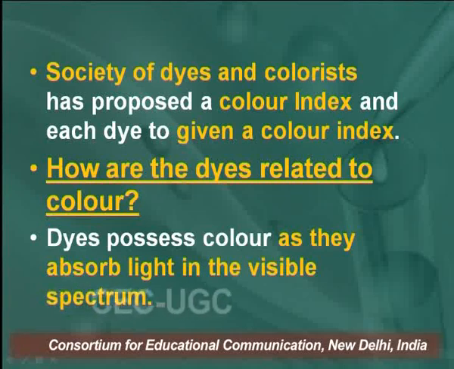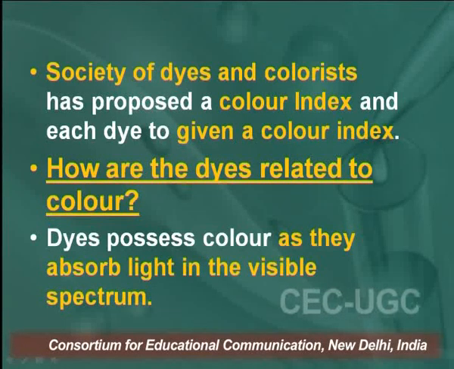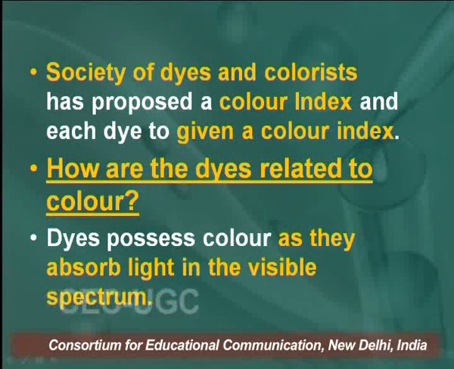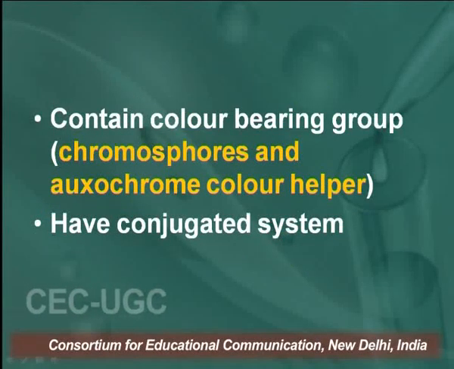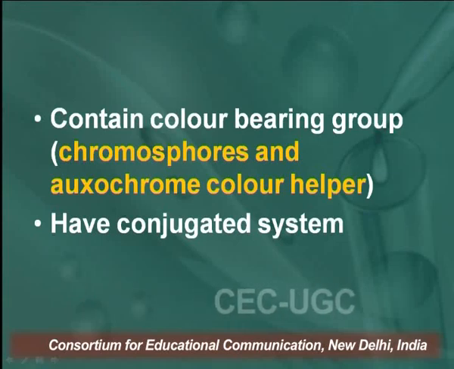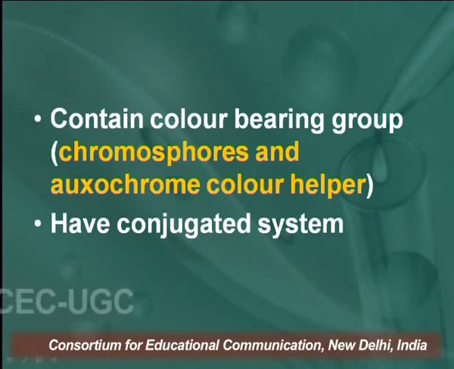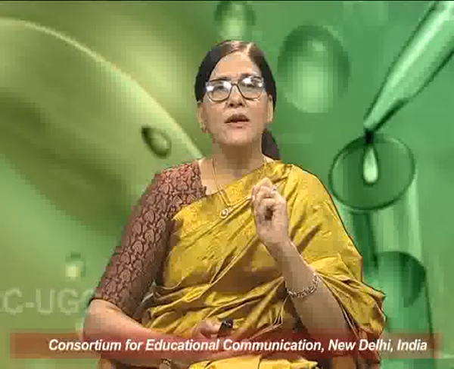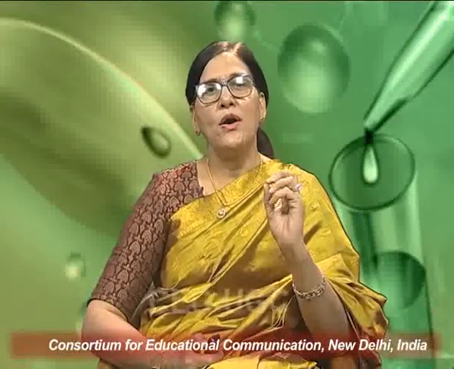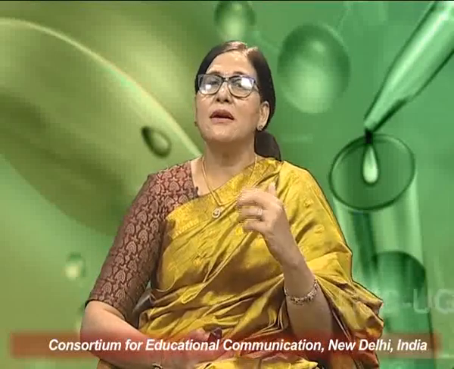Now, learners, how are dyes related to colors? How can we associate dyes to colors? Dyes possess color as they absorb light in the visible spectrum, and dyes contain color bearing groups. Very important points: the dyes used in the textile industry, pharmaceutical industry, food industry, even the beauty industry, contain color bearing groups called chromophores or auxochromes.